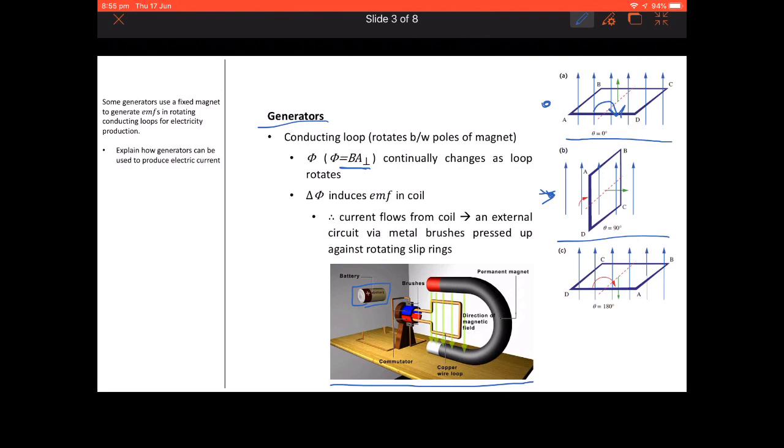From this point here, it will continue rotating around in this direction. Eventually it will become perpendicular again, and then the maximum amount of area will be perpendicular to that magnetic field, so the flux will be at a maximum again. Some more revision from previous learning: change in flux induces an EMF, which is a voltage, in a coil.